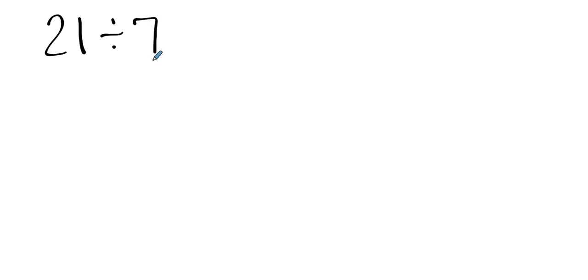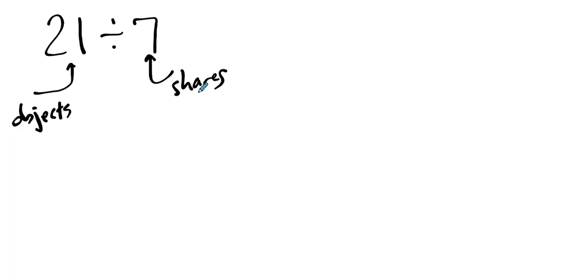What does that mean? It is a third grade standard to be able to talk about 21 divided by 7 as there are 21 objects, and we're going to make 7 equal shares of them. How many objects are in each share? This is a third grade standard.